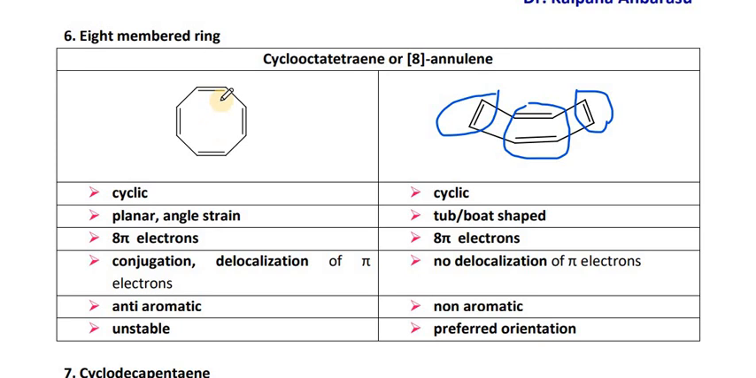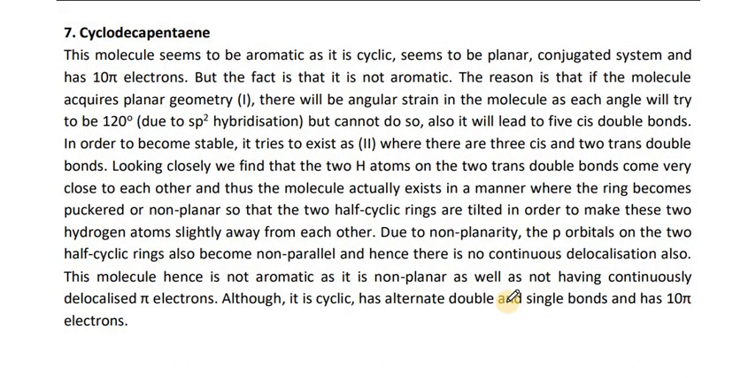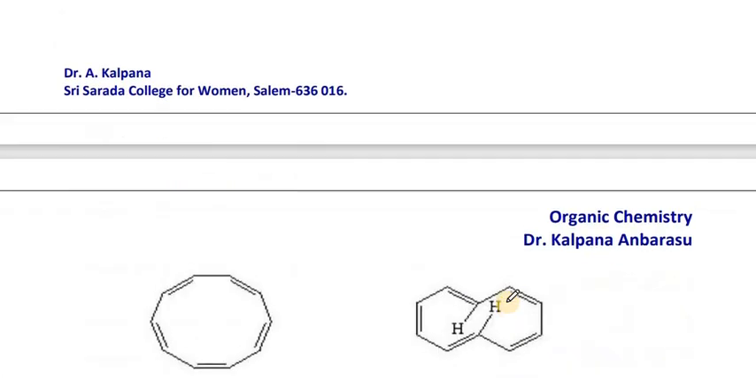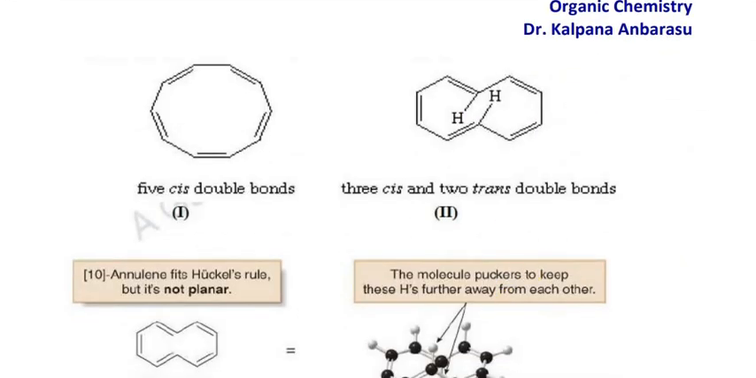So, as it is anti-aromatic, if it loses its planarity and comes to a tub or boat shape, it is non-aromatic, and that is the preferred orientation for cyclooctatetraene or 8-annulene. Coming to cyclodecapentaene, that is 10 pi electrons, a 10-carbon ring and 5 double bonds.